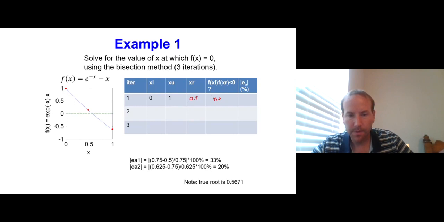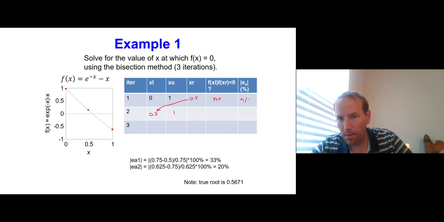And so that means that the true solution is on the upper interval, and so we're now going to borrow the root to be the new lower interval, because we've eliminated the lower interval, okay? So that goes there, and the percent error is not applicable on this first iteration.